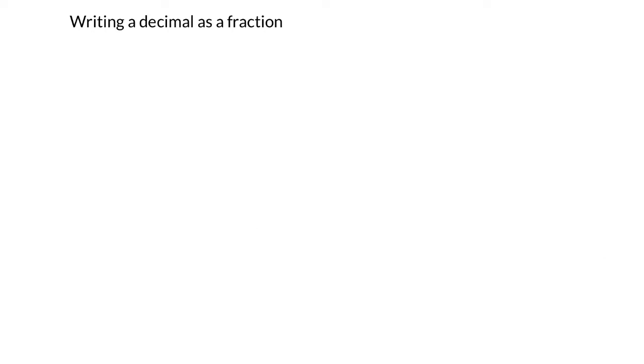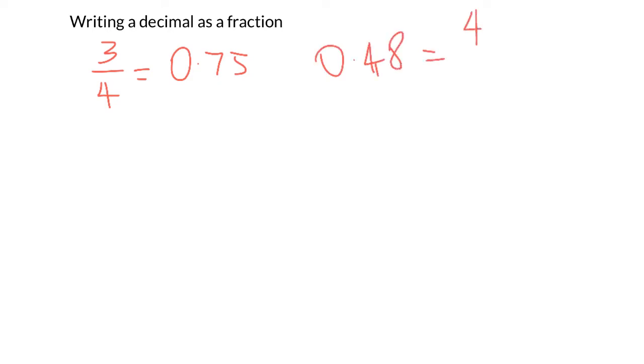One of the things we need to be able to do is write a decimal as a fraction. You might know how to do this already with something like 3/4. We could say that's 0.75, or we could go the other way, fraction to decimal. We could say that 0.48 is the same as 48/100. They share 4 as a highest common factor, so I could make that 12/25. Your calculator could also do both those things for you, so that's no real issue.